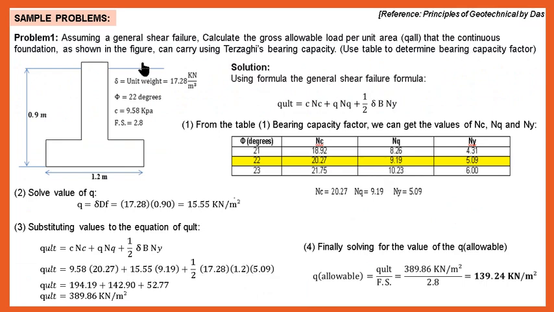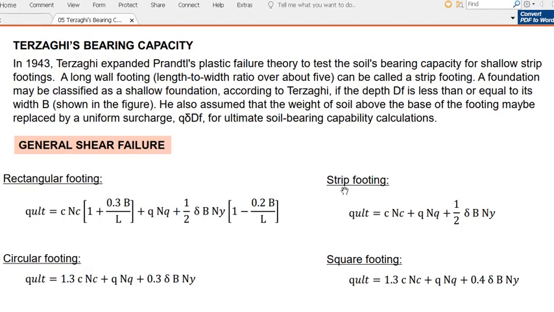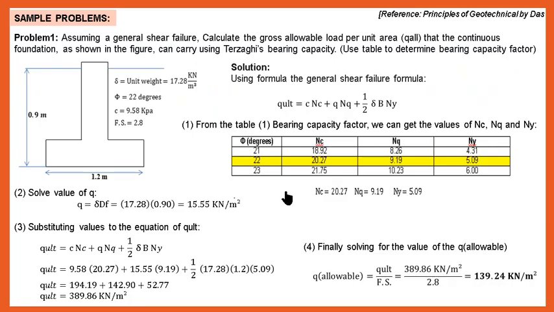It says here, this is a continuous foundation. So when we say continuous foundation, we use the equation per strip. Okay? So we use the equation for the strip footing. We just take a strip of our continuous footing, and that is what we analyze. Okay? So the first thing we do, as the problem says, is use the general shear failure equation. So we have the ultimate bearing capacity, which is equivalent to this equation.